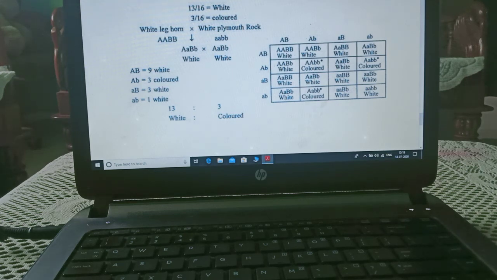Again, these 3 white, their genomic constitution will be different. As you can see here, recessive should be there, but dominant in heterozygous or homozygous condition, anything can be there, but the recessive condition is required. And here the white is totally recessive. So there is a difference between this white and this white. So the total genomic ratio was 9, 3, 3, 1.